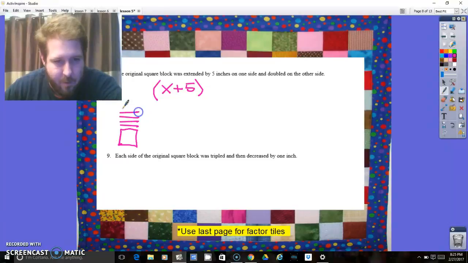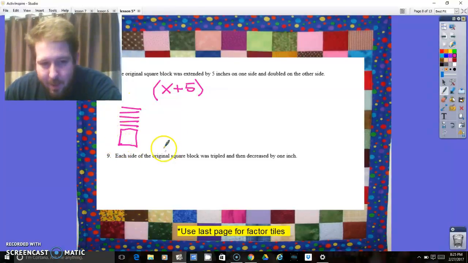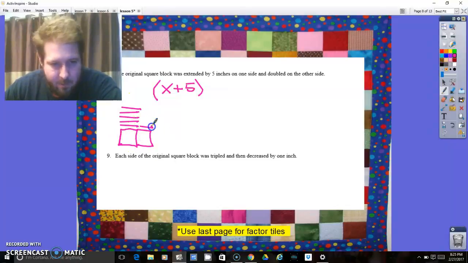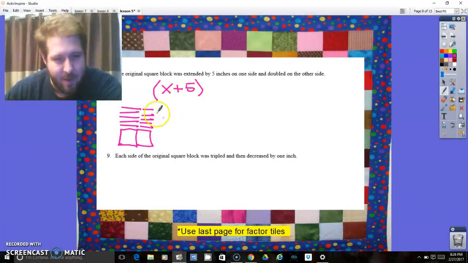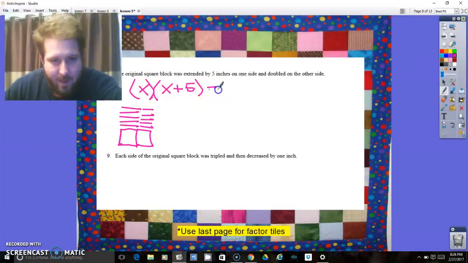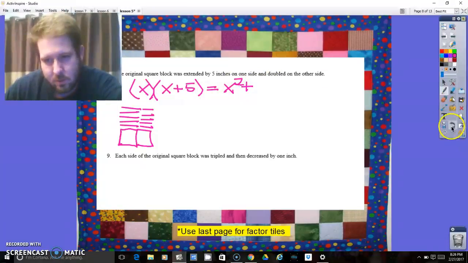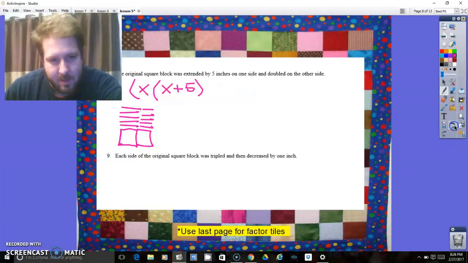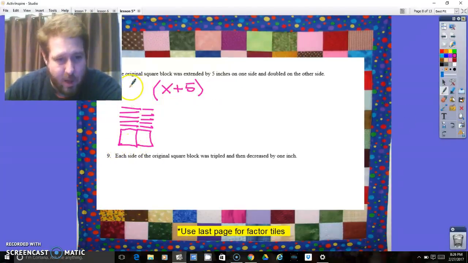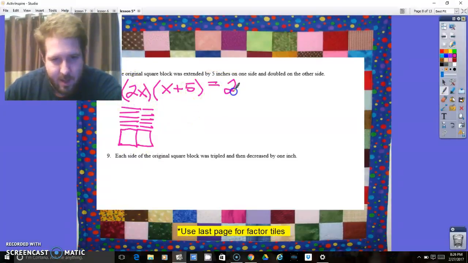1, 2, 3, 4, 5. Now, if I want to double everything, so this side and then I want to double it going this way, I would make another flat and then 5 more long. So basically what I end up with, that's the factored form, and the standard form is x squared plus, oops, let me go back for a second. I messed up because the other side is not just x. This is 2 x's. Sorry for that mistake.